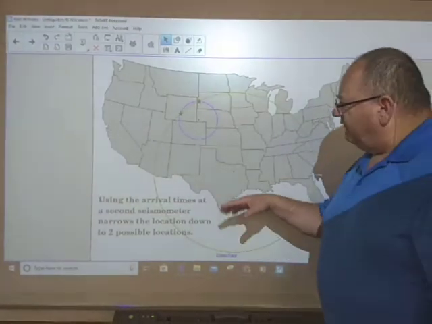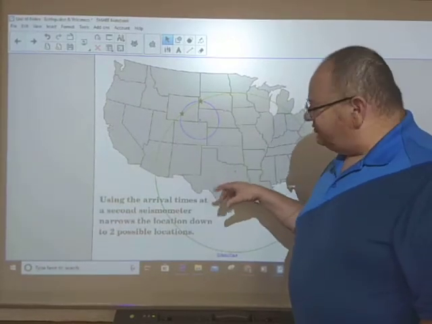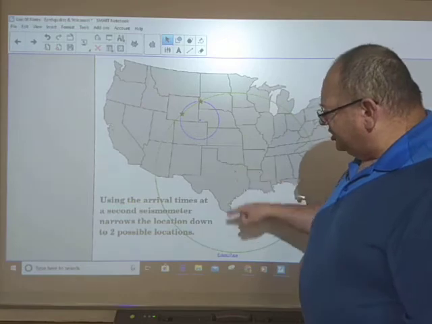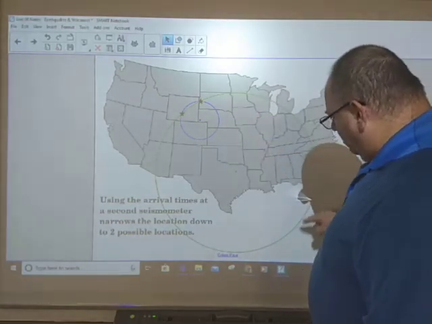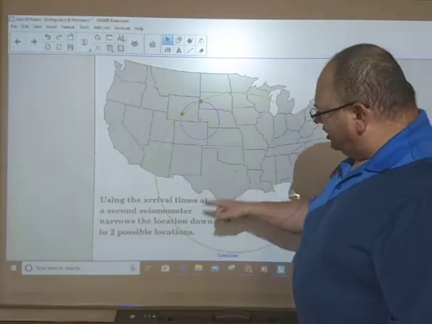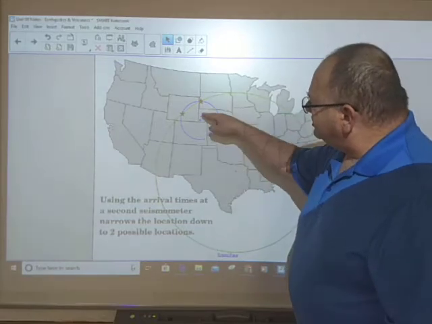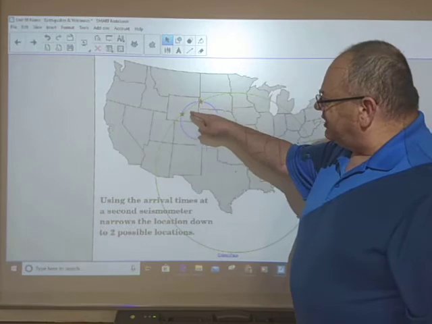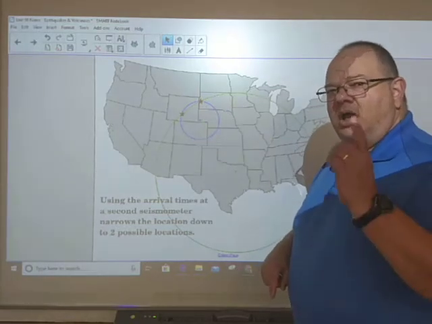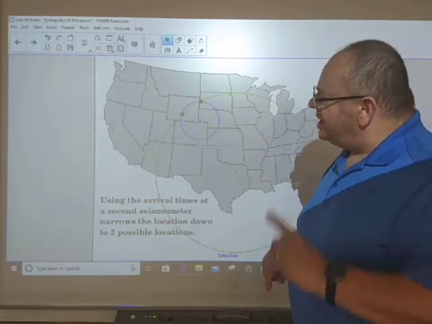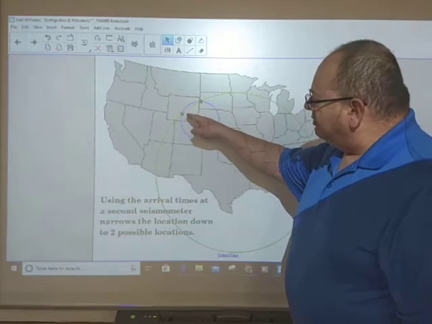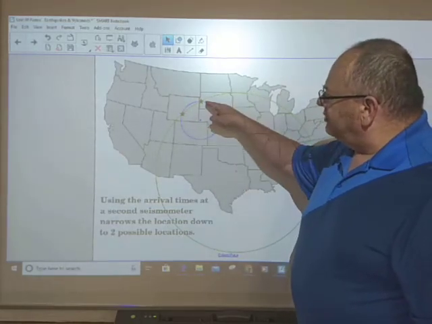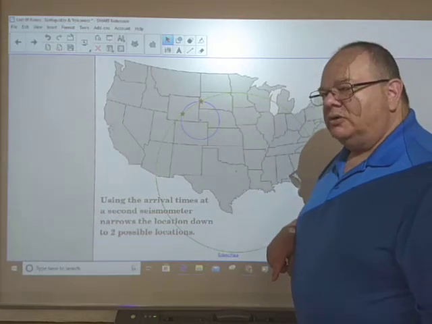So from the difference in those P and S waves, we calculate how far the epicenter was from that station, and we get a circle. So we know it's this far from this station, and we know it's this far from this station, and if you notice, those two circles overlap in 2 points. So the earthquake must have happened either right over here in Wyoming, or it happened over here in South Dakota.